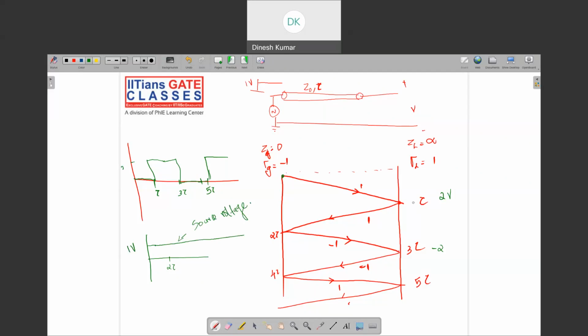So we have to add at all the places. Okay, so this is basically 2 volt. This is -2 volt. Then again 2 volt. Then again -2 volt, like this. So we have to add first up to tau to 3 tau. It is 2 volt. Then add -2. That will go to 0. Then add 2. So here actually we'll get 2 volt, 0, 2 volt, 0.